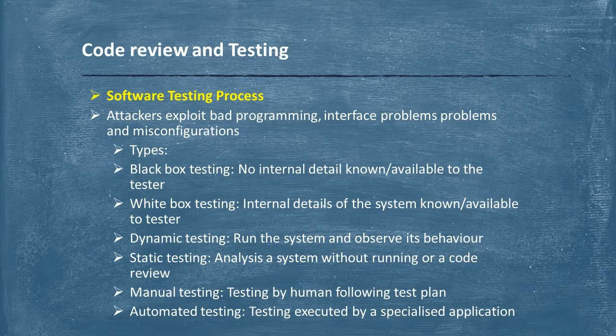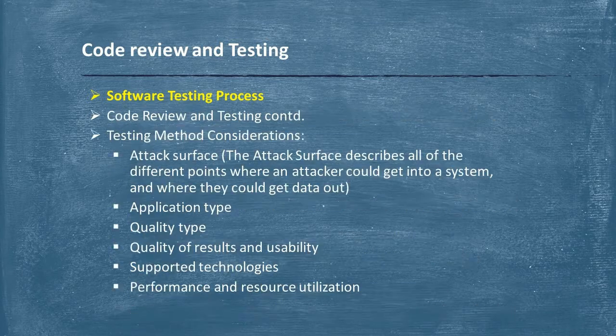Dynamic testing is to run and observe the behavior, actually running the code. Static testing is analyzing the system without running the code. Manual testing is testing performed by humans, whereas in automated testing, scripts or application tools perform the testing.